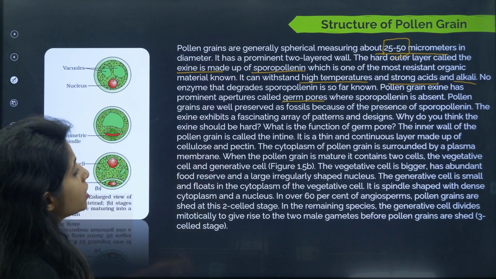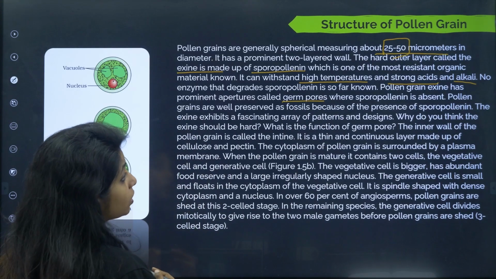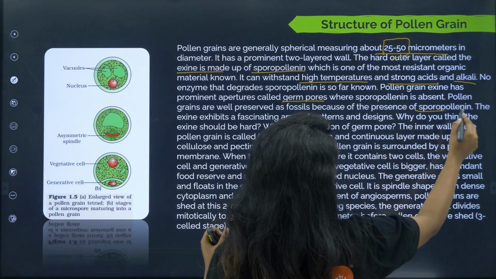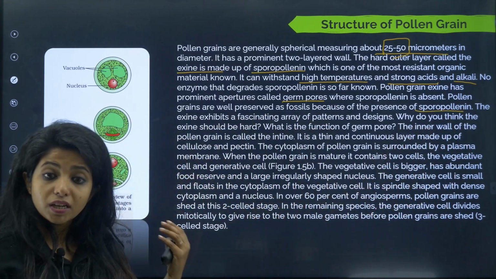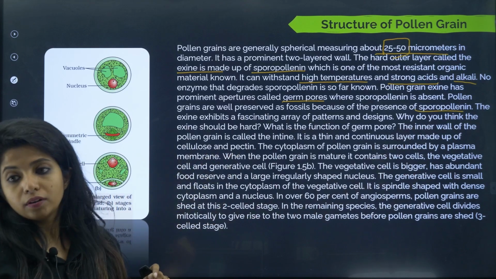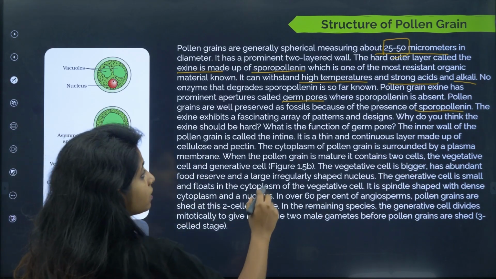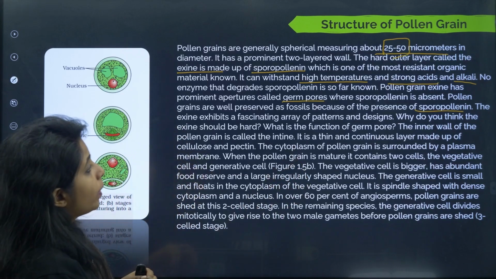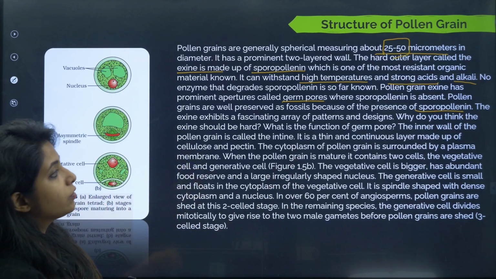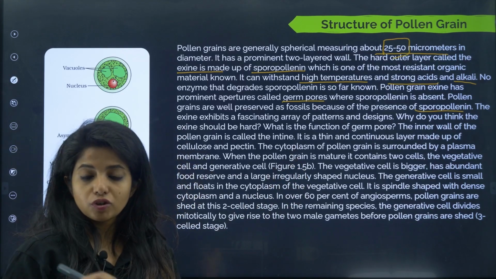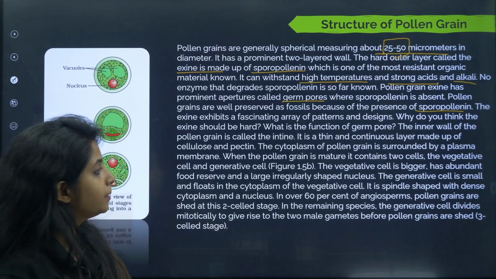Pollen grains are well preserved as fossils because of the presence of sporopollenin. You can preserve it as a fossil because it can stay for so long because of sporopollenin. It is that much protection that it is offering. The exine exhibits a fascinating array of patterns and designs. Why do you think the exine should be hard? What is the function of the germ pore? I told you the function of the germ pore is the formation of the pollen tube, right?